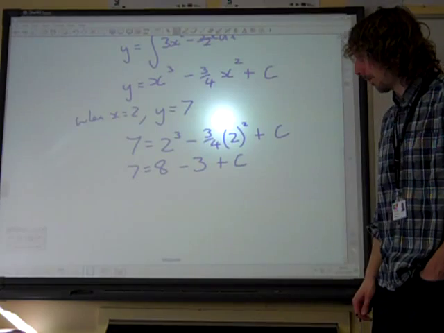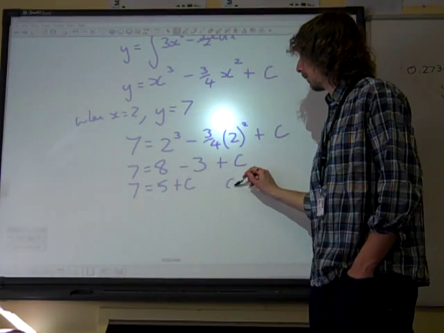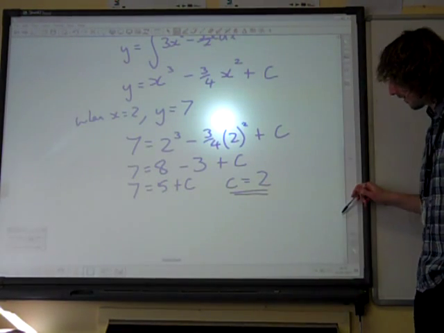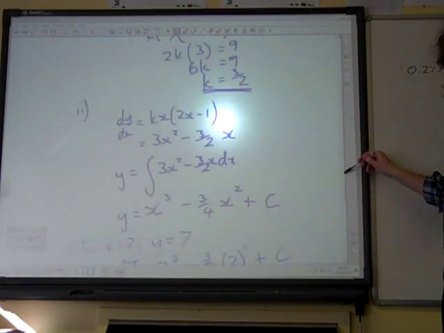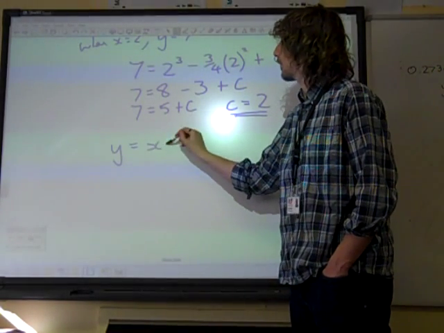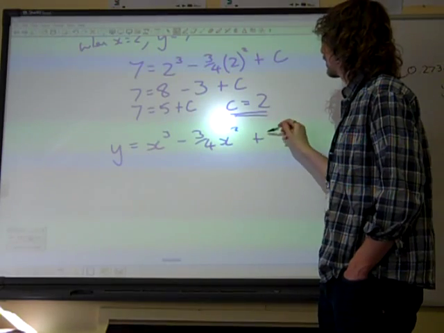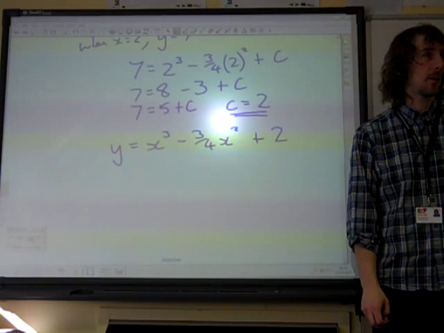We've got 7 equals 5 plus c, so c is 2. And the question said, find the equation of the curve. So we need to go back and put that all together and say y is x cubed minus 3/4 of x squared plus 2. And that is going to be our answer.